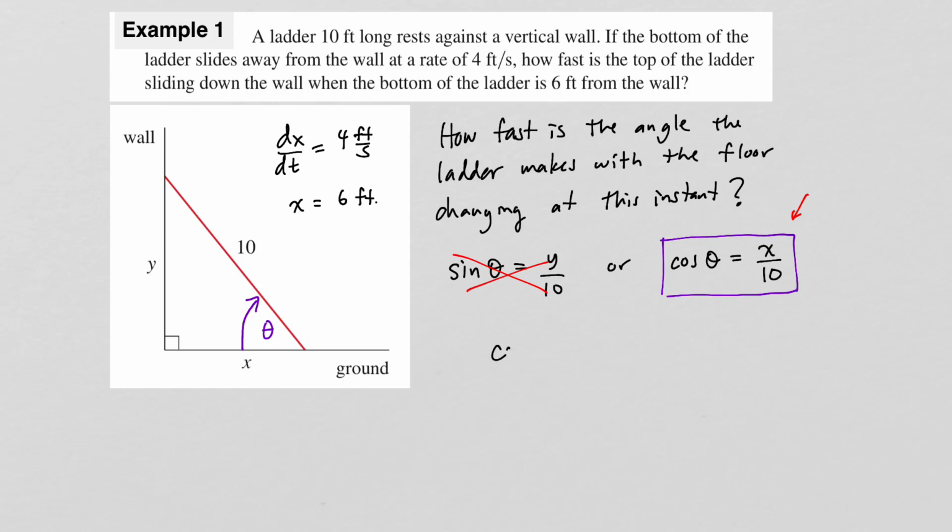Now what we need to do with this formula is bring in the derivatives, bring in the rates of change. Now one thing that I'm going to do just to help this be a little bit easier is I'm going to multiply both sides by 10, which is going to give me 10 cosine of theta is equal to x. This gets rid of the fraction. And then I'm going to take the derivative of the left side with respect to t, and I'll take the derivative of the right side with respect to t.